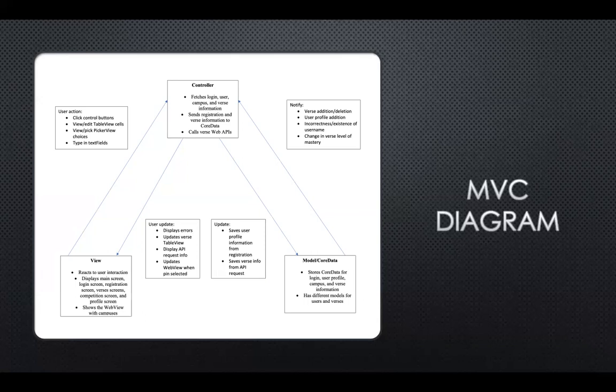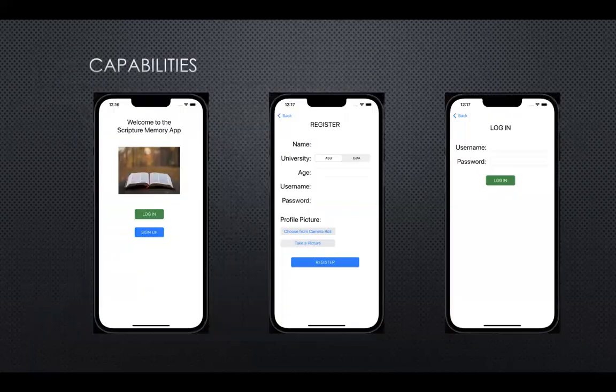And once it updates user profile information and saves the API request information, it'll go ahead and notify the controller that that's been done: the addition and deletion of verses, the addition of profiles, whether certain users exist or certain verses exist in core data already. Then the controller will update the view, displaying any errors like the existence of an account when you're trying to recreate an account, or when certain verses are repopulated in the table view, and so on. So that's the general MVC diagram.